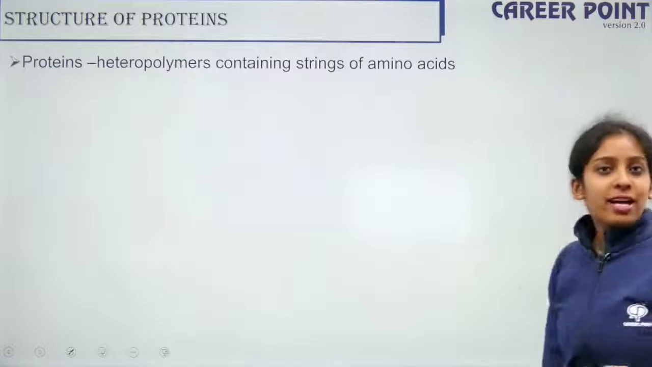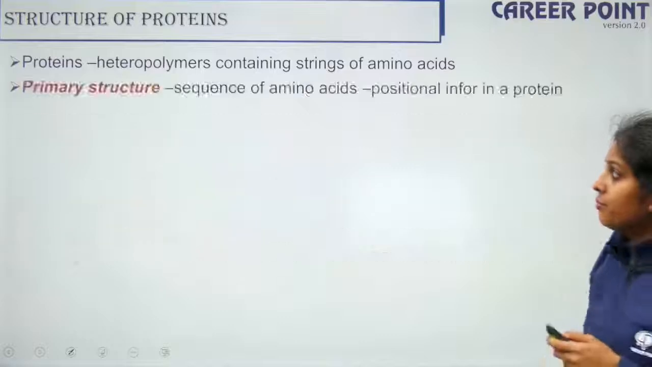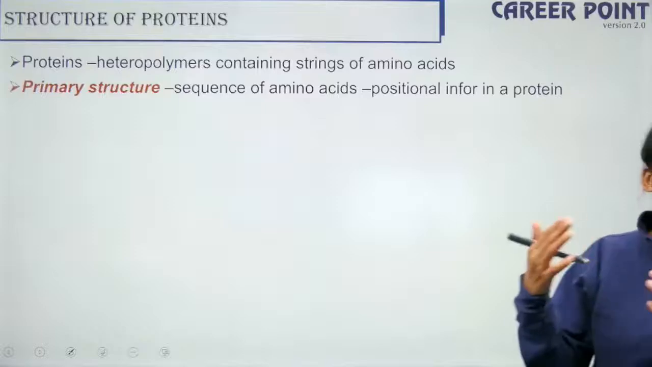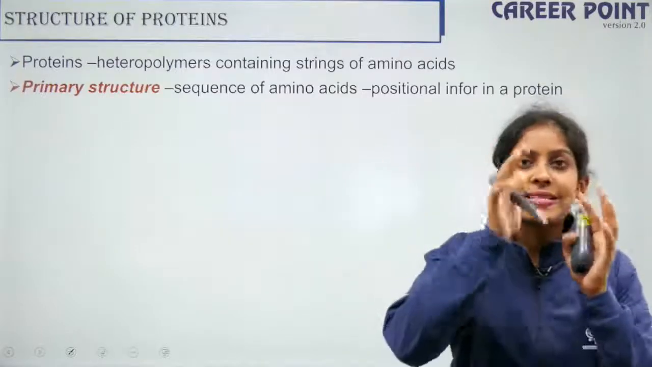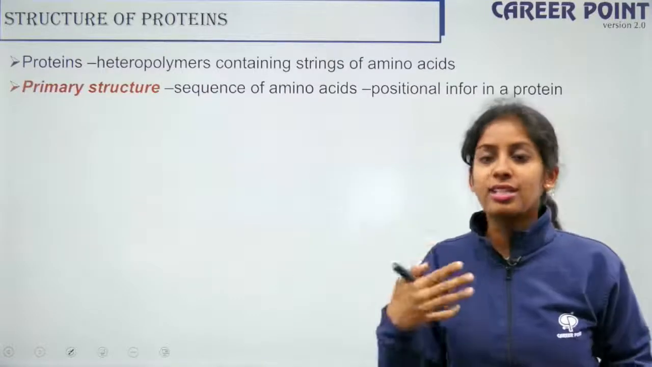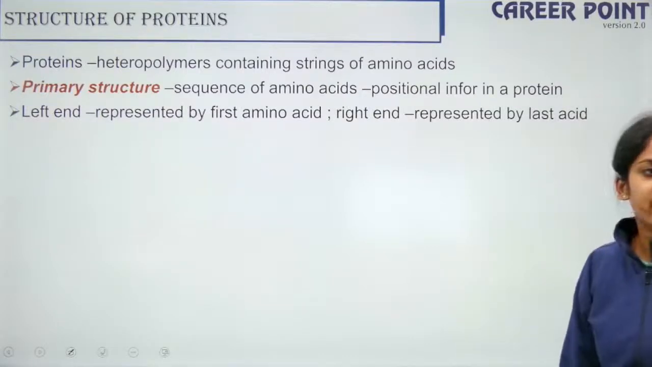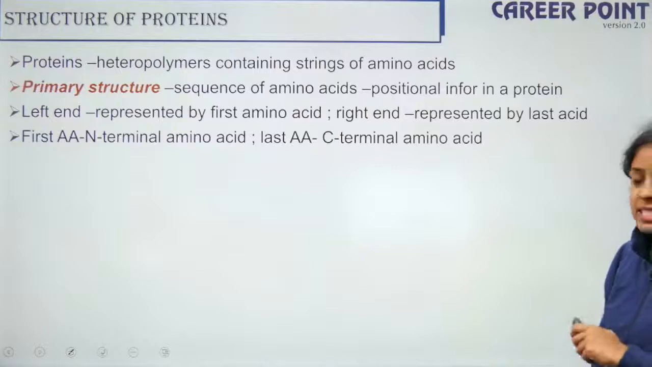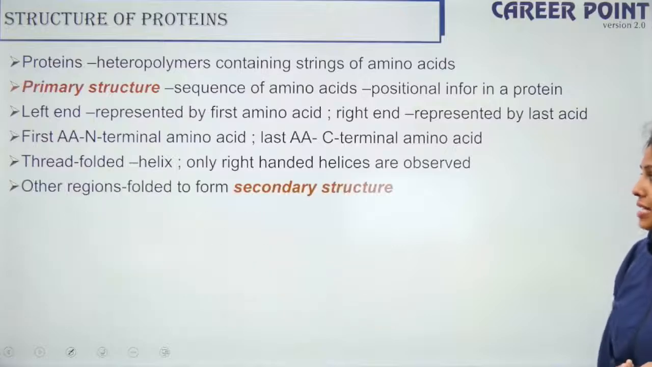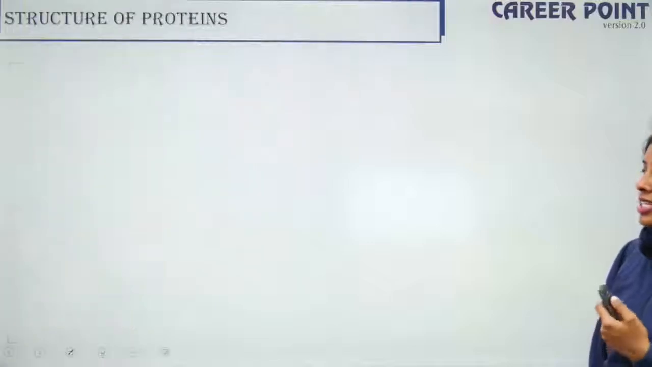So here we are talking about the structure of proteins. Proteins are heteropolymers. They contain a string of amino acids. The primary structure is just a sequence of amino acids. It gives you the positional information in a protein as to which amino acid is present where. For example, serine is the 4th amino acid, glycine is the 2nd amino acid. The left end is the first amino acid, that is the N terminal. The right end is the last amino acid, and that is the C terminal. The secondary structure has helix and beta pleats. The tertiary structure is necessary for many biological activities.